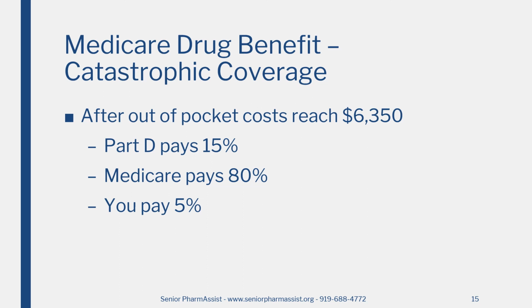Once you have out-of-pocket costs that reach $6,350, you enter the catastrophic stage. In this stage, the costs are paid as follows. The Part D plan pays 15%, Medicare pays 80%, and you pay 5%.